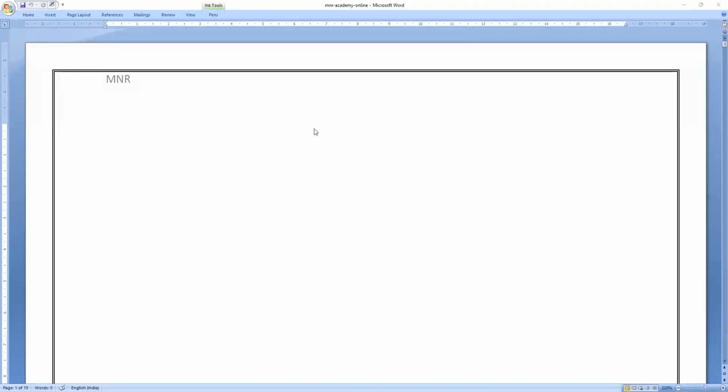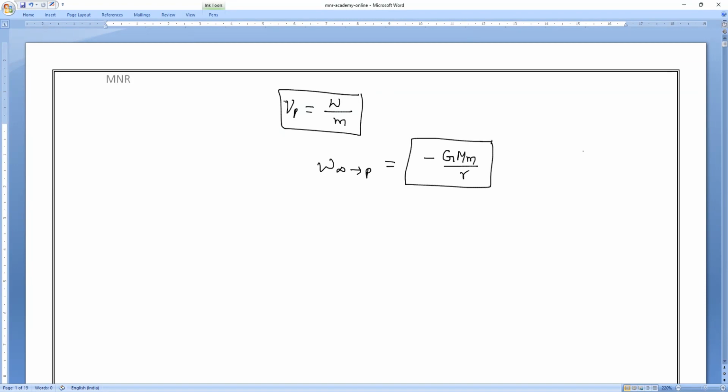As we know, in the last class we studied what potential difference and work done are. We all know that potential difference at any point equals the work done by mass. We calculated the formula: the work done to transfer a mass m from infinity to a particular point is minus G into capital M into small m divided by r. Am I right, everybody? Correct?